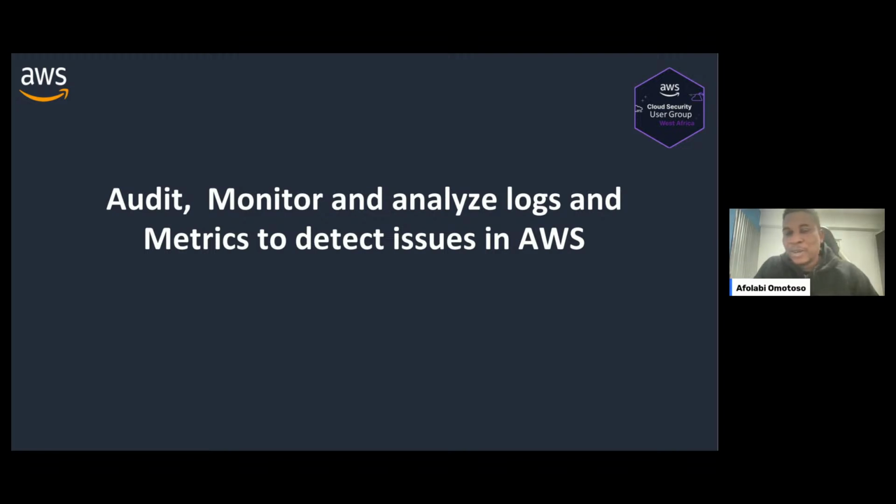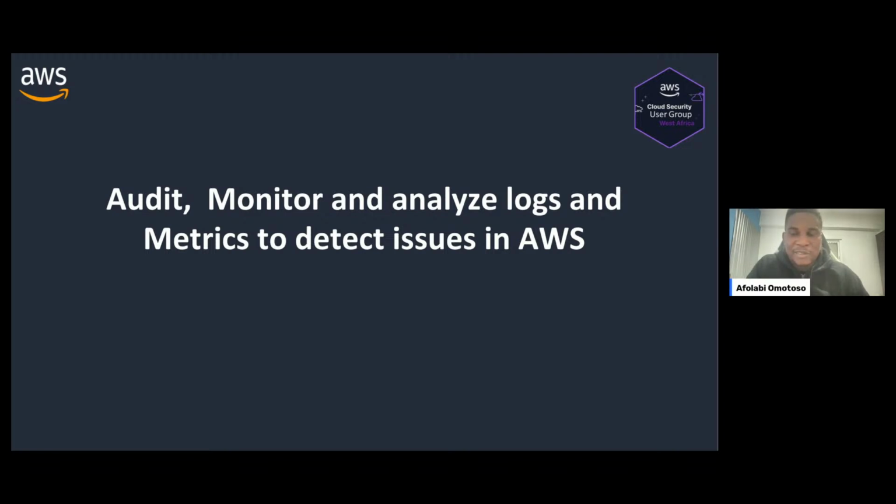So today I'll be talking about how to audit, monitor, and analyze logs and metrics to detect issues in AWS. Basically, how we can audit and monitor our logs and metrics to know if there are issues, how to handle things related to security in AWS, the type of tools that can be used, and even the process that we can follow to achieve this.